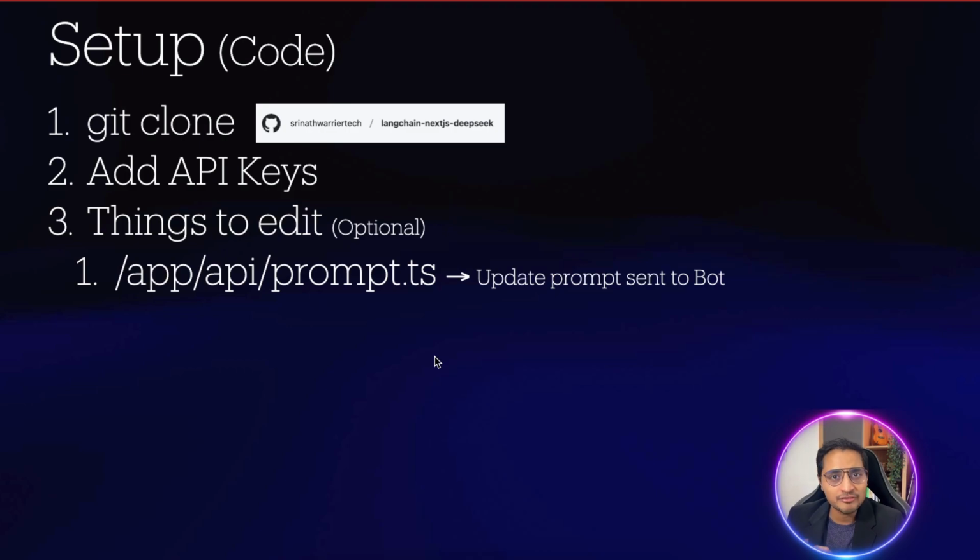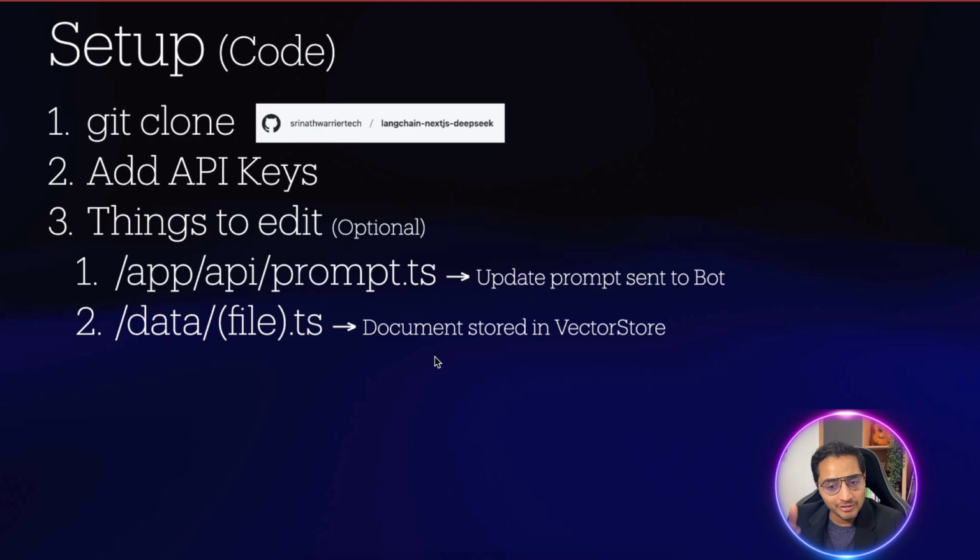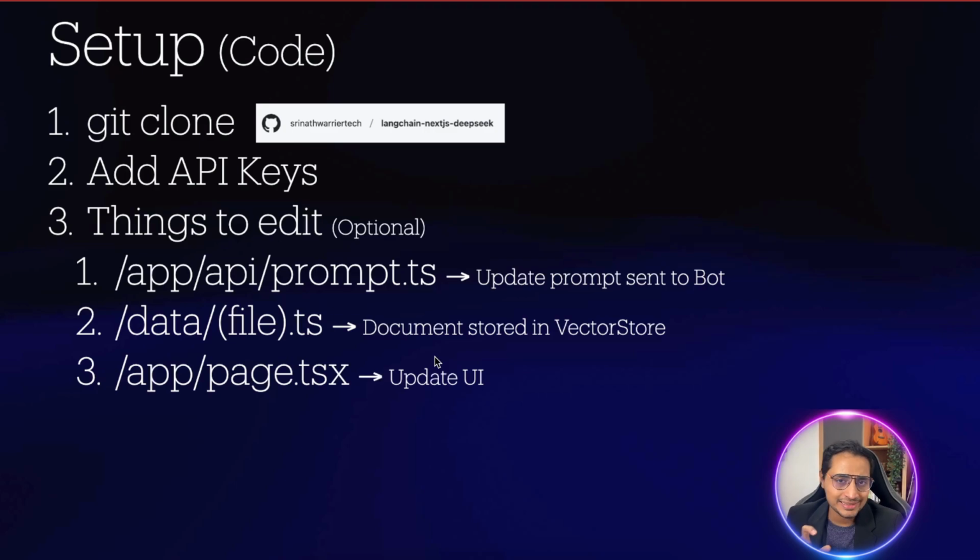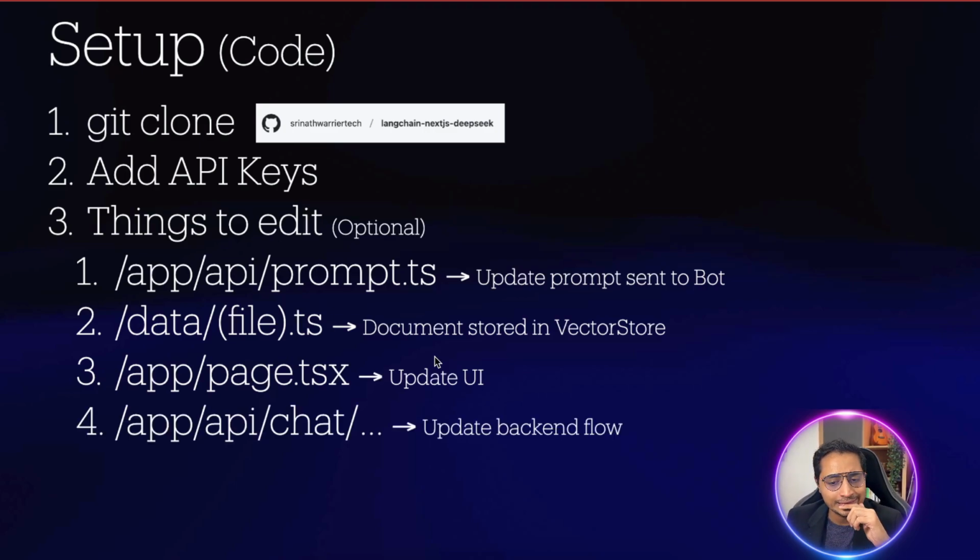Currently, these files have the neuroscience website content, but the first file you would need to edit is the prompt.ts, which is what the application is sending to the LLM. I will also have to edit the file.ts, which is the document stored in the vector store. The app page.tsx is the UI, which is a standard Next.js 15 concept. The app API chat is the folder where all the backend flow is available.